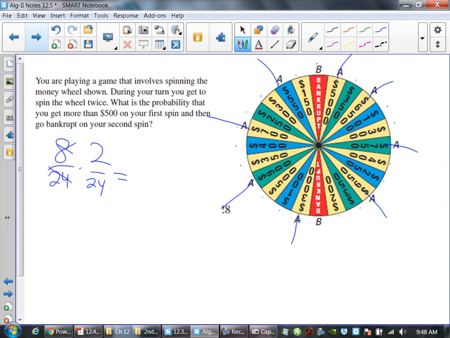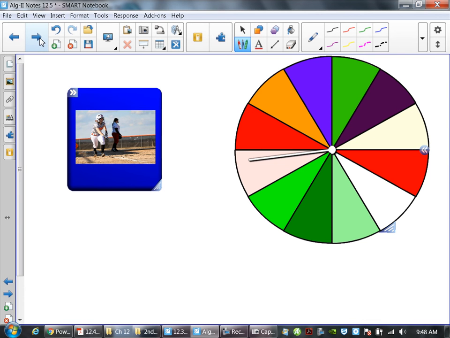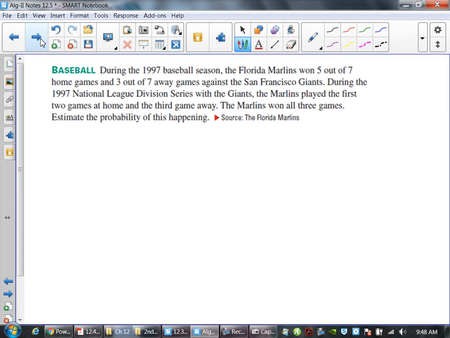Let's see. 4, 2, 6, 1, third, 112, 136. Okay. Oh, I didn't change the pictures. No, I forgot to do that. I'll do that later. We'll come back. We'll do this one again.